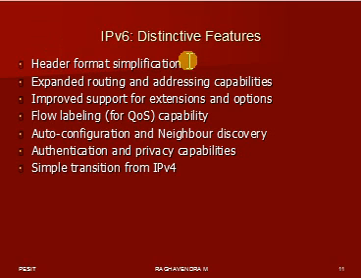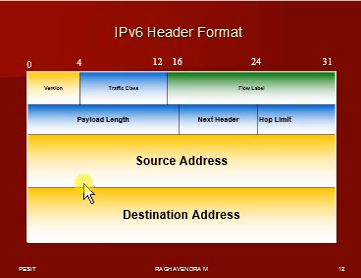So the distinctive features in IP version 6 are header format simplification, expanded routing and addressing capabilities, improved support for extensions and options, flow labeling capability for quality of service, auto configurations and neighbor discovery, authentication and privacy capabilities, and simple transition from IP version 4. So you can see here the IP version 6 header format.